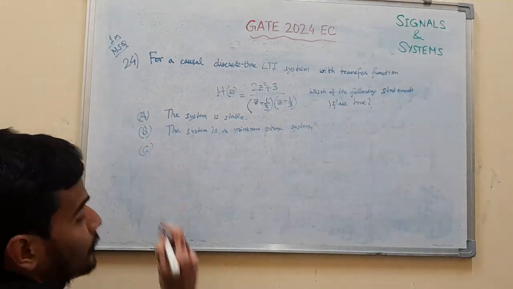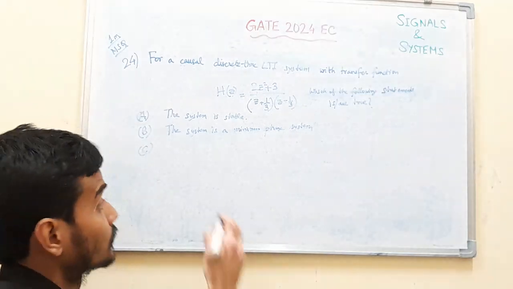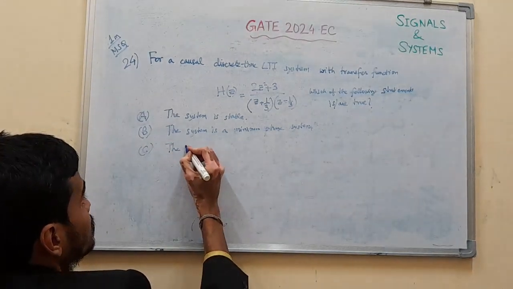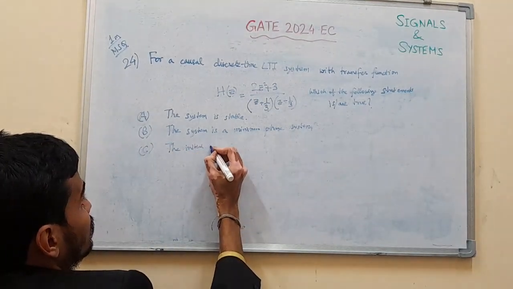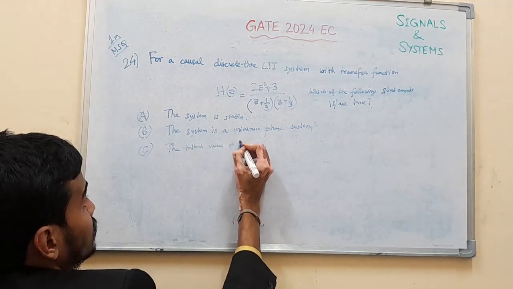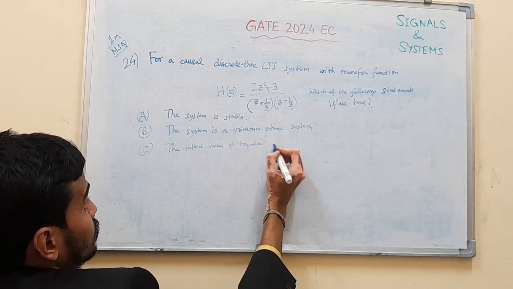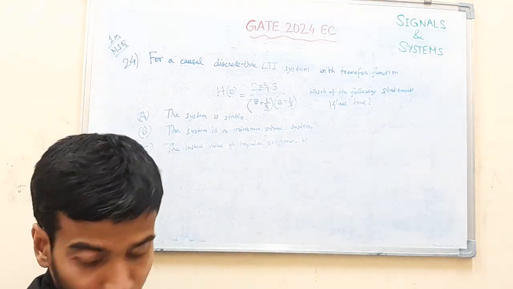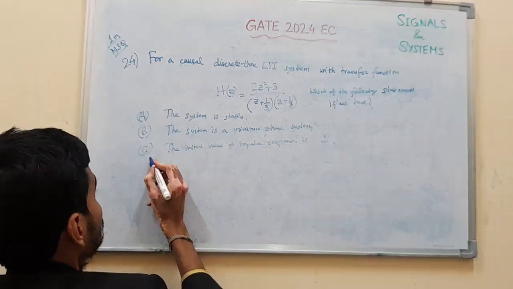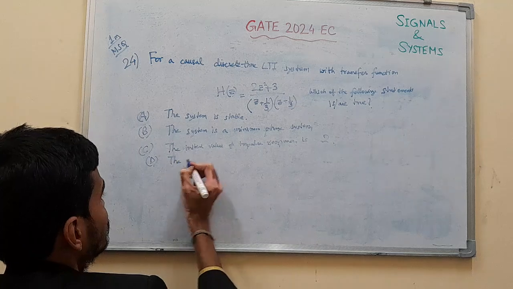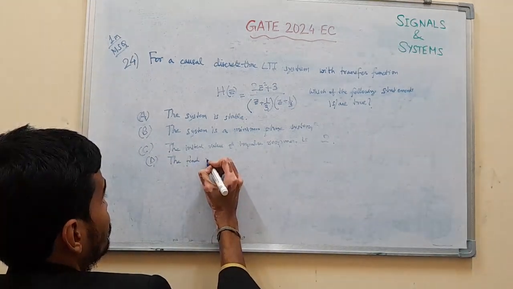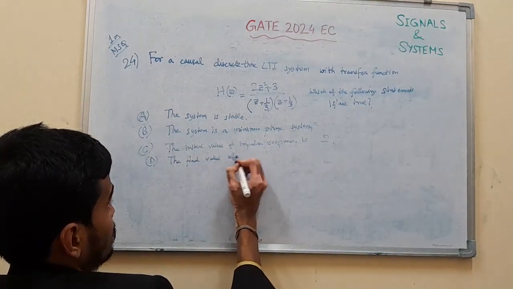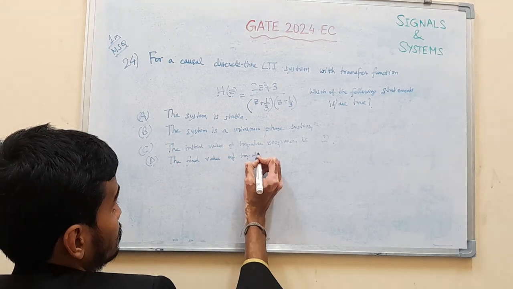Option C, the initial value of the impulse response is 2. Option D, in the statement D, the final value of the impulse response is 0.